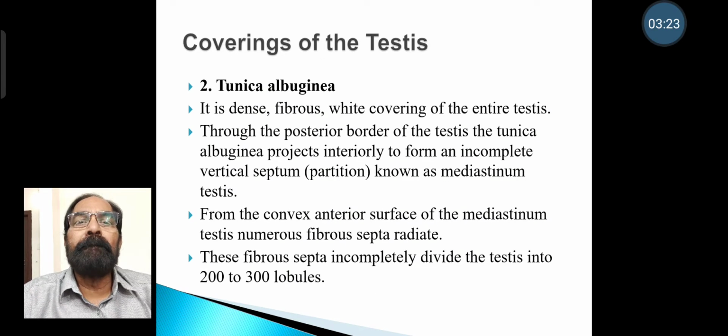Tunica albuginea. It is a dense, fibrous, white covering of the entire testis. Through the posterior border of testis, tunica albuginea projects inwardly to form an incomplete vertical septum, a partition known as mediastinum. From the convex anterior surface of the mediastinum, numerous fibrous septa radiate. These fibrous septa incompletely divide the testis into 200 to 300 lobules.